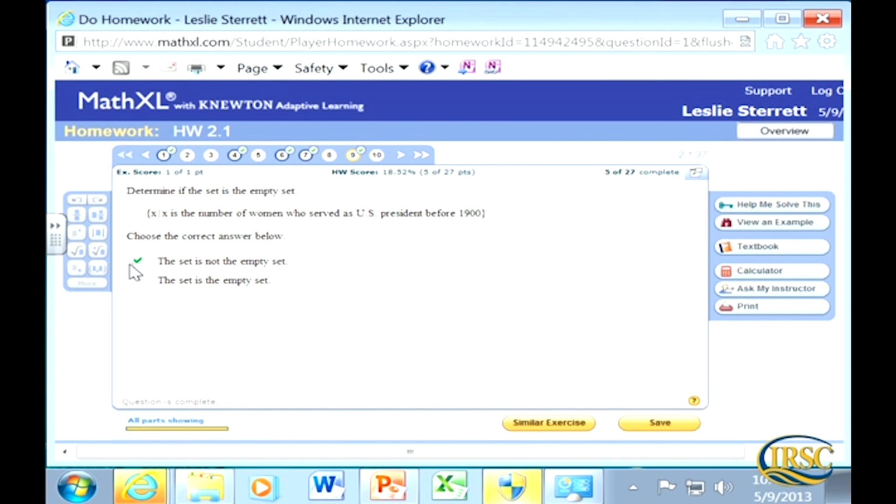Okay, so you're learning because it used the words the number of. Okay, the number of women, well, there were 0 women who have served as president ever. Okay, so there are 0 women, there is a number in that set. Okay, if it didn't have the words the number of, then it would be empty.